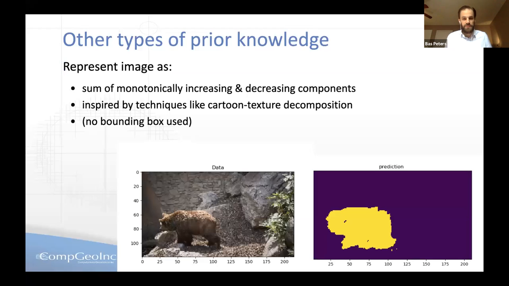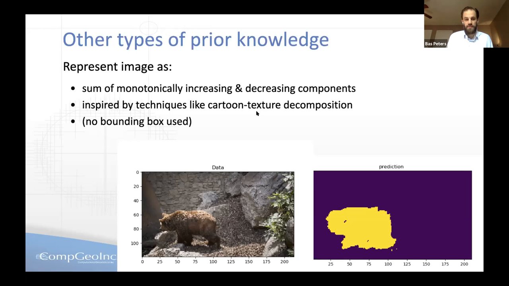Let's see, I can mention a few things. There's other types of prior knowledge. For example, here, I segment this image this time without a bounding box. And I use the same ideas as in the previous seismic case, except it's not a layer. So I cannot assume monotonicity in one direction, but I can assume that the object, the segmentation, will be constructed out of the sum of monotonically increasing and decreasing functions in both vertical and lateral direction.